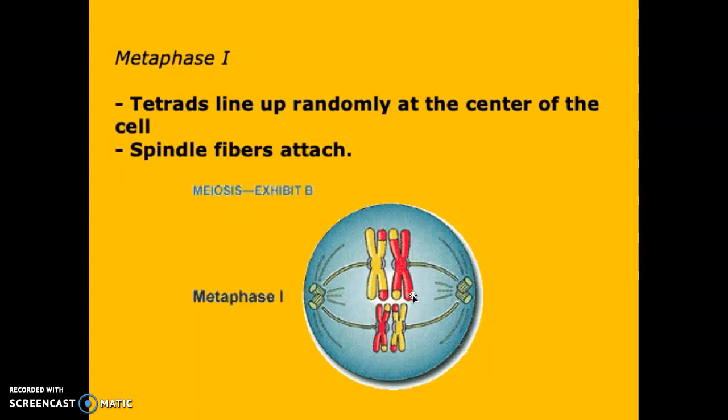But metaphase 1, very similar to metaphase. You can see they're lined up. You can see the spindle fibers are attached to the chromosome. We're going to get ready and we're going to pull these apart. Now, this is the key piece. This is a key piece of the difference between mitosis and meiosis.